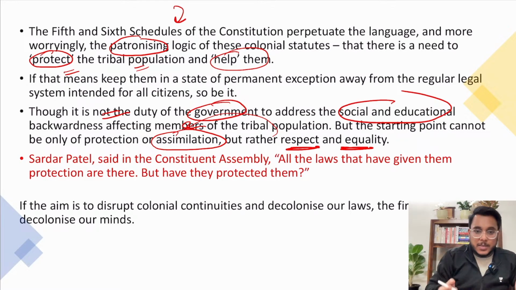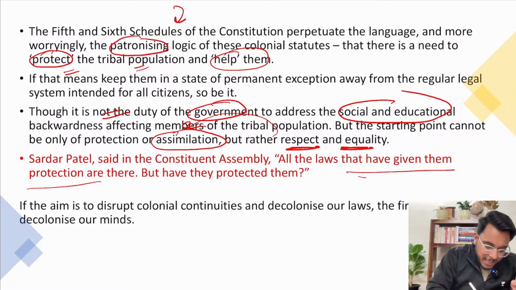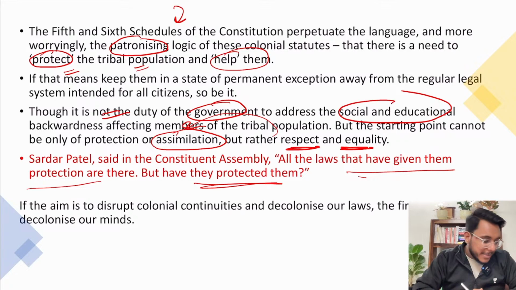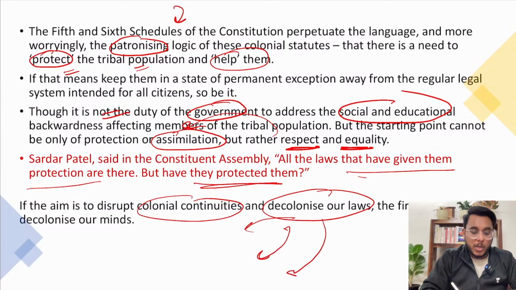Even Sardar Patel said in the Constituent Assembly that all the laws that give protection to the tribal people are there, but have they really protected them? So basically the point is that rather than just doing lip service, rather than just patronizing, genuine development is to be carried out. It is being provided that to disrupt the colonial continuities, we need to decolonize our laws. Such undertones in the laws need to be removed, and we need to decolonize our minds. That is what has been provided in this particular article.